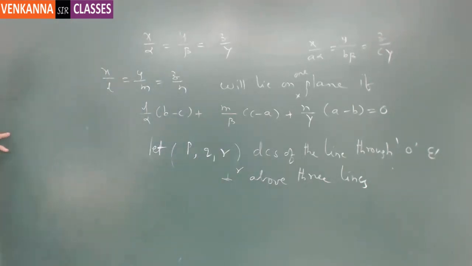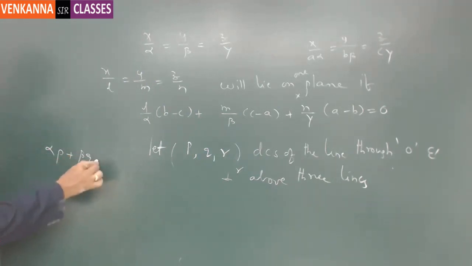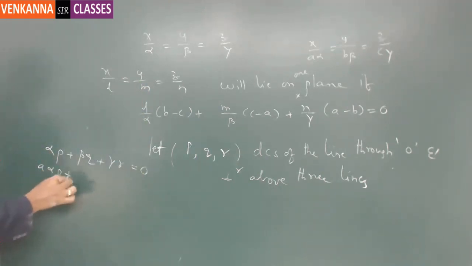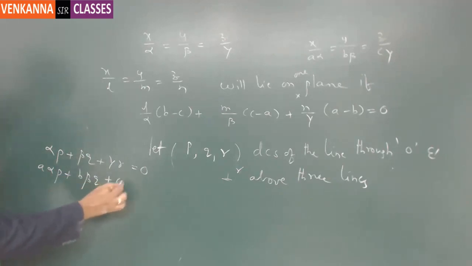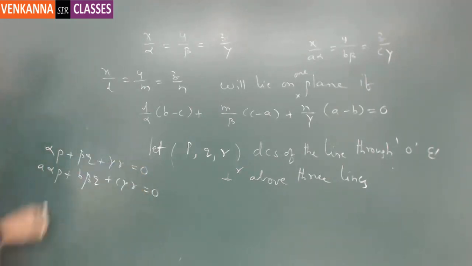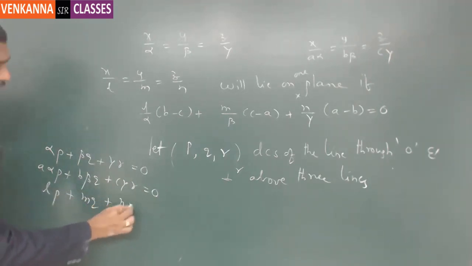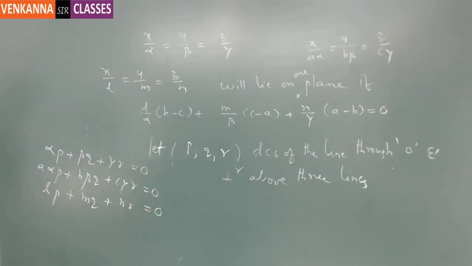So if you apply the perpendicularity condition there, it is simply alpha p plus beta q plus gamma r equal to 0. There, a alpha p plus b beta q plus c gamma r equal to 0, and here lp plus mq plus nr equal to 0. Now, the technique here in getting the required result is very simple. So I will solve the first two equations so that I will get the values of PQR.